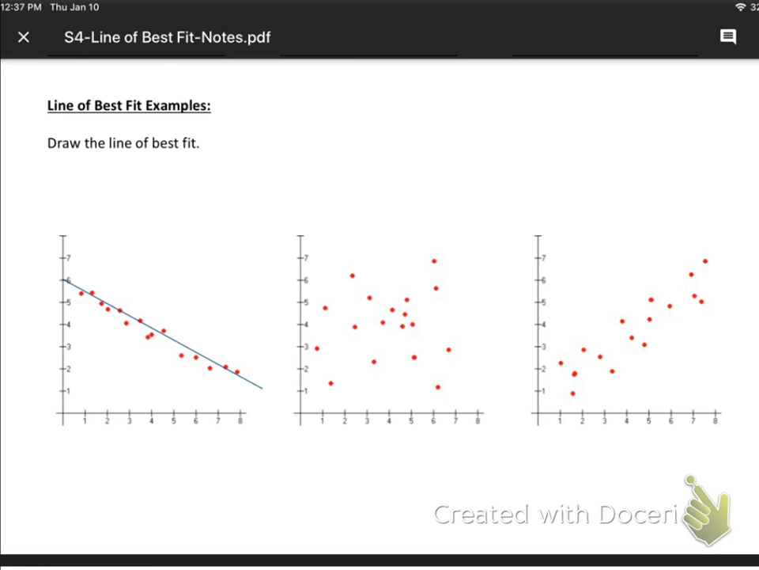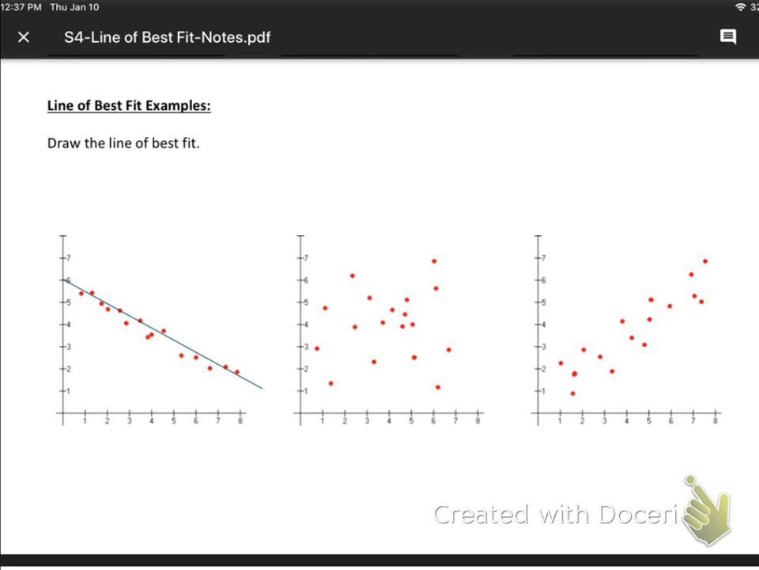Now, as far as the line of best fit, whenever you're drawing the line of best fit, you just want to draw the line that closely is in the middle of the grouping of points. So that's what the line would look like for this one.